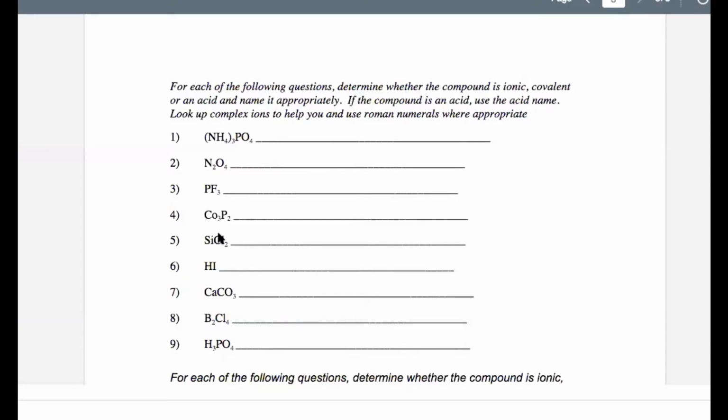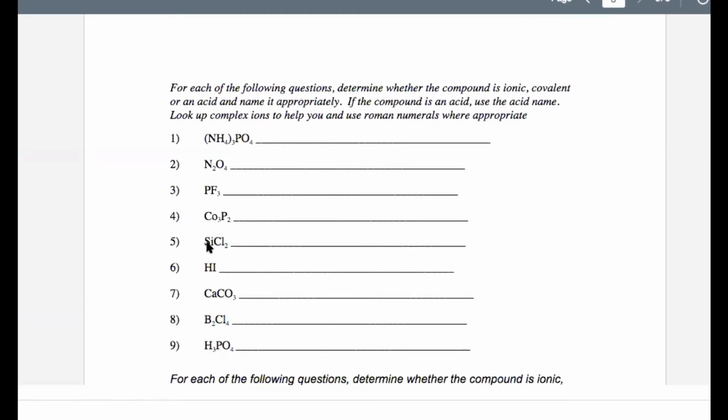So we said silicon chloride was covalent. I'm going to treat it as a binary because silicon is a metalloid. It's on the right side of that division. What about 6? Covalent. No. Wait, I'm sorry, what was 5? 5 was covalent. What was 6?